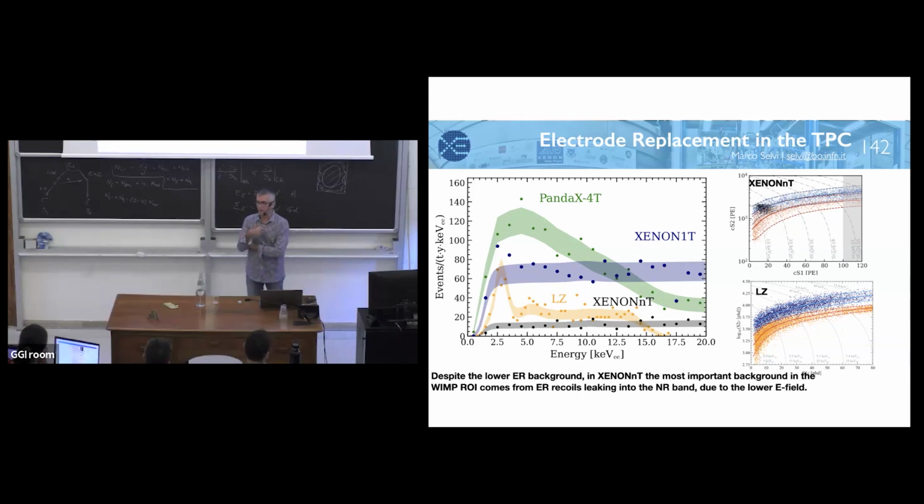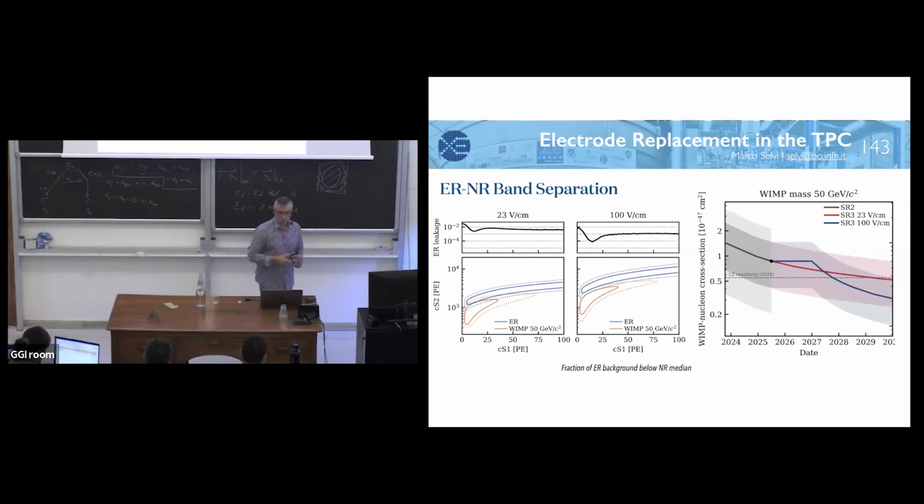Since we had this problem with the electrodes, the discrimination between electronic and nuclear recoil is better in LZ than in XENONnT, because with a lower field, you cannot separate the two bands very well. So this means that even if we start with a smaller amount of electronic recoils, the fraction of them leaking into the signal region is higher. And so at the end, we decided to replace the electrodes.